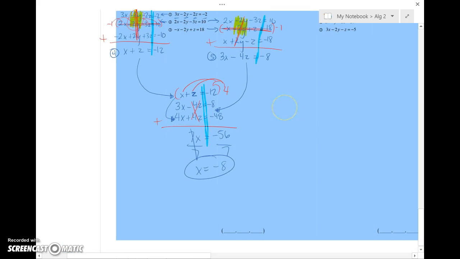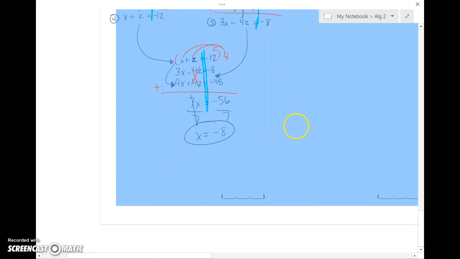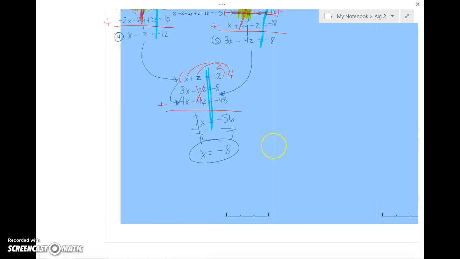Sweet. All right, now the first thing is I'm going to plug this negative 8 into 4 or 5, our new equations, because remember, you can't plug it into the first ones, you got to plug it into the second ones. Okay, so let's get the other color. So I'm going to use equation 4 because it looks easy.